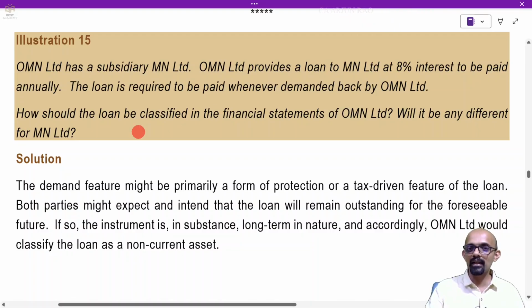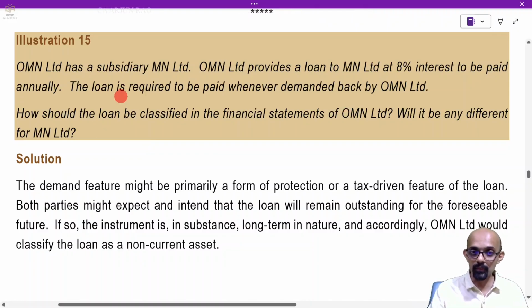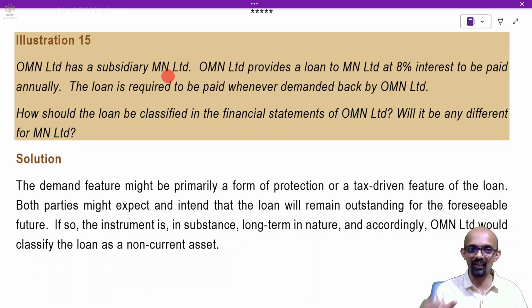So how will the loan be classified? It will be classified as non-current, right? So in the books of OMN Limited, it is a non-current asset because it is a loan given. But from the point of view of the subsidiary, does it have the unconditional right to defer payment? It does not have. Whenever the holding company asks, the subsidiary has to give. So for the subsidiary, it is a current liability only.